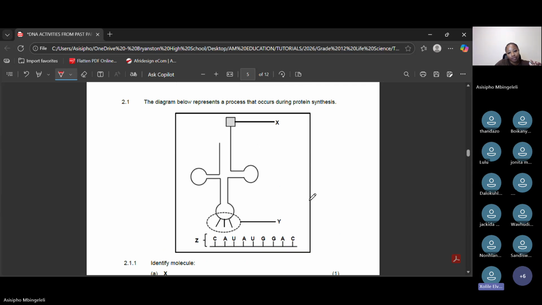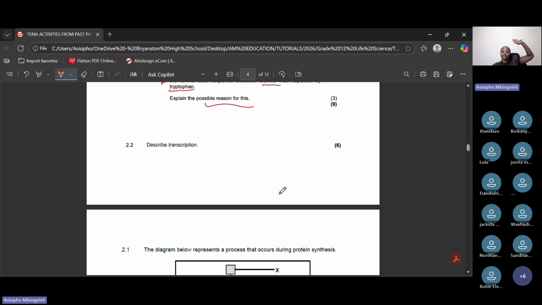So, sorry, are we describing transcription? Are you able to see my screen 2.1? I skipped transcription because we've already described it in the previous question. If you want to mention your answer to check it, I'm listening. It is the process where mRNA is formed from DNA.